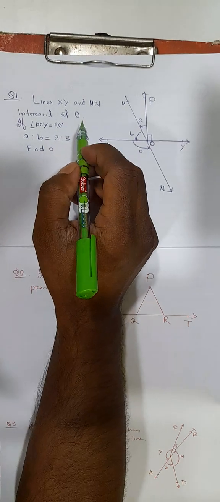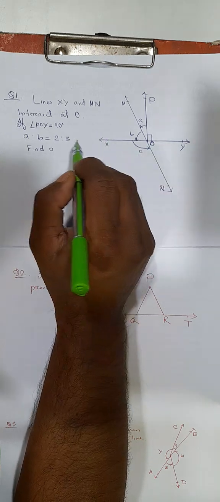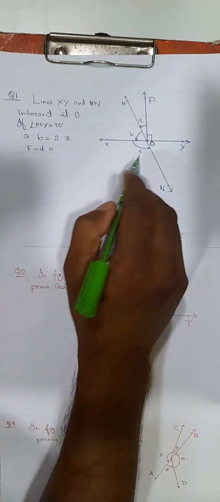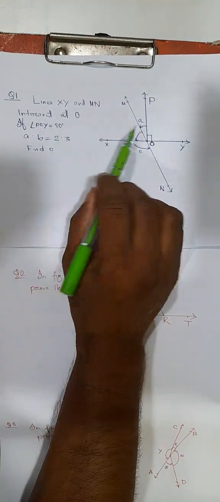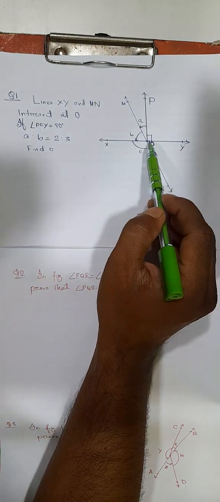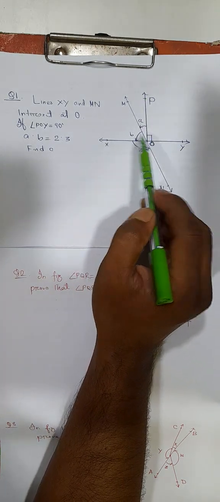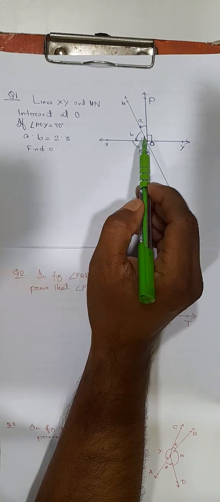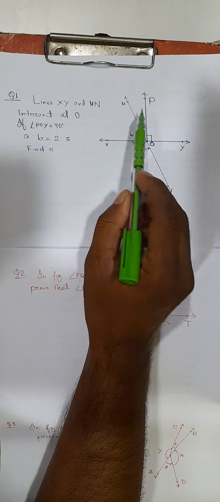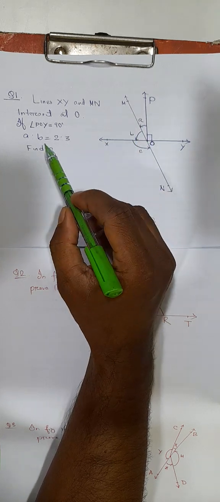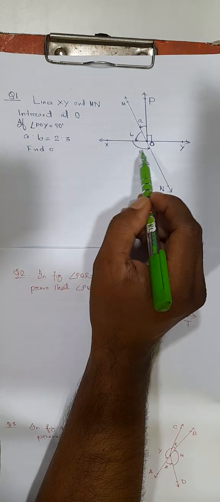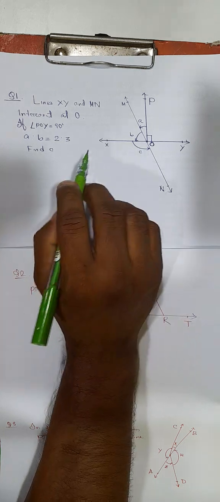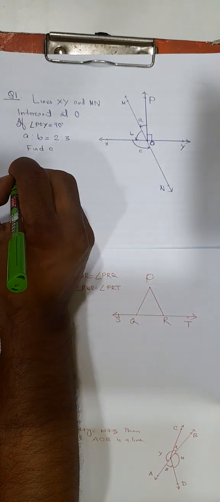Lines XY and MN are intersecting at O. Angle POY is 90 degrees, a right angle, and it is given that A is to B is 2:3, the ratio of the angles POM and MOX. Find angle C. What is angle C? It means XON, right? So let us solve this.